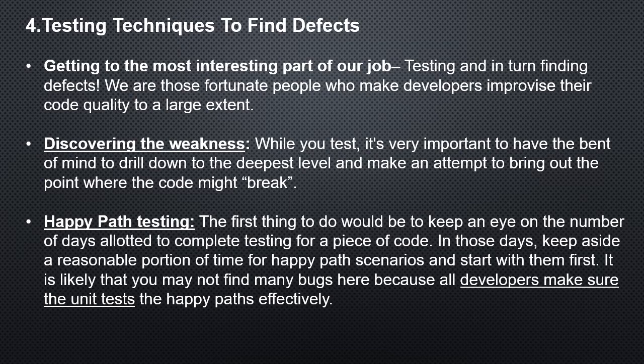Happy path testing. The first thing to do would be to keep an eye on the number of days allotted to complete the testing for a piece of code. In those days, keep aside a reasonable portion of time for happy path testing and happy path scenarios and start with them first. You may not find many bugs here because all developers make sure the unit tests cover the happy path effectively.